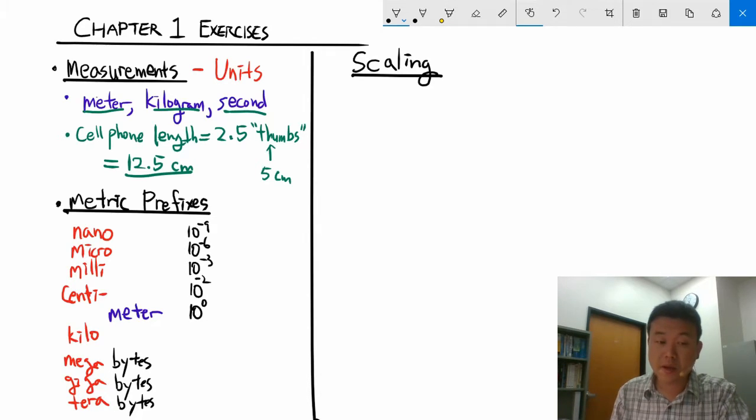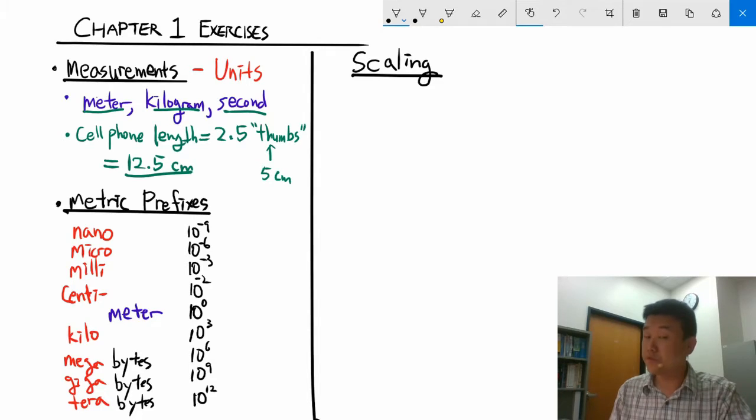Let me go the other way. Kilo is 10 to the 3. Mega is 10 to the 6. Giga is 10 to the 9. And tera is 10 to the 12. Do you see the pattern? Except for centi, which is sort of in between, these are powers of 10 in groups of 3. And this is just about all the prefixes.